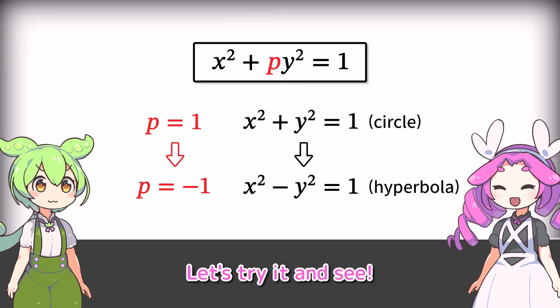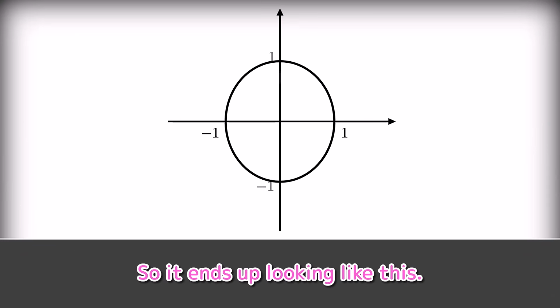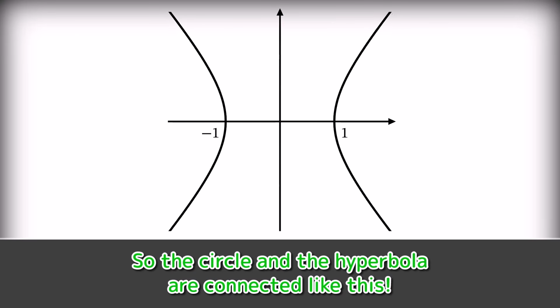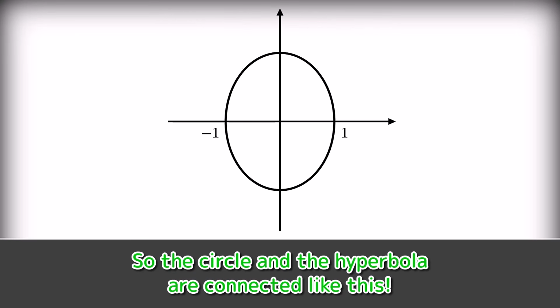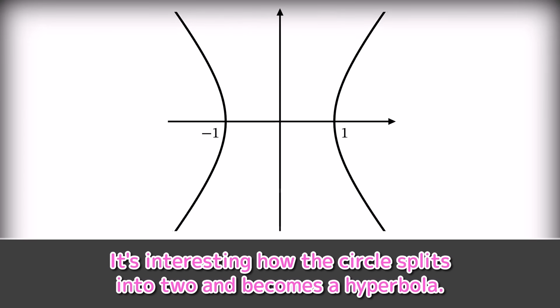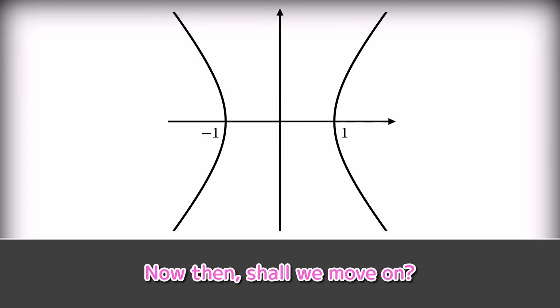Let's try it and see. So it ends up looking like this. Nice, it's looking good. So the circle and the hyperbola are connected like this. It's interesting how the circle splits into two and becomes a hyperbola. Now then, shall we move on?